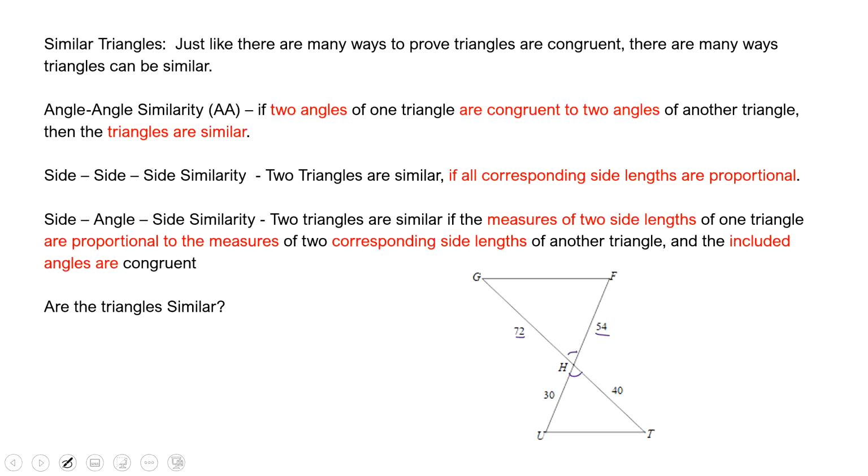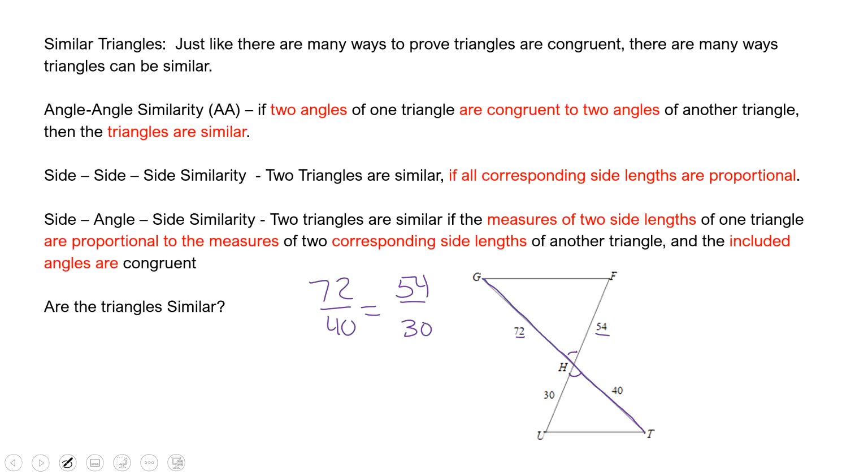If you remember what I said yesterday, the corresponding sides on a diagram like this for triangles are the side lengths that share the transversal. So my 72 side is going to match up to the 40 side. And then the same thing, my 30 side is going to match up to 54. So my proportion is going to be 72 over 40 is equal to 54 over 30.